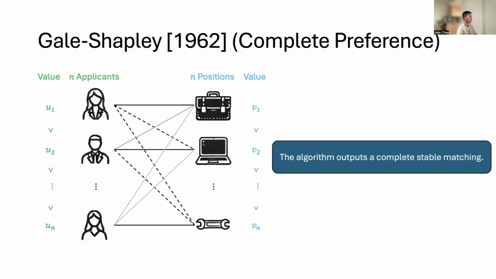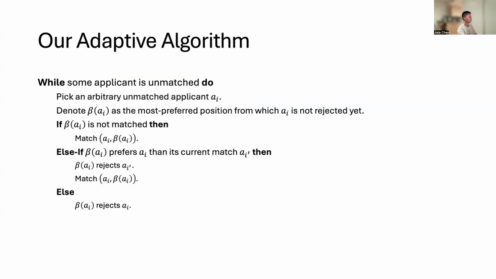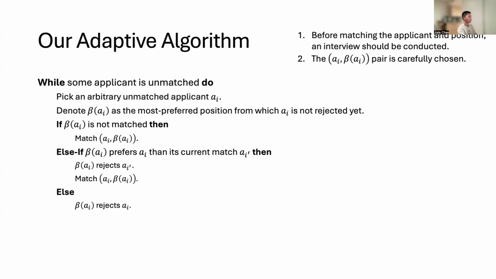Now we're going to modify the Gale-Shapley's algorithm for our model with incomplete preferences. We need to make 3 modifications. The first one is, since our preference is incomplete, before matching the applicant and the position, an interview must be conducted. And then we will carefully choose the pair of applicant and position for each step. And finally, we will reduce unnecessary interviews. Let's focus on the points one by one.